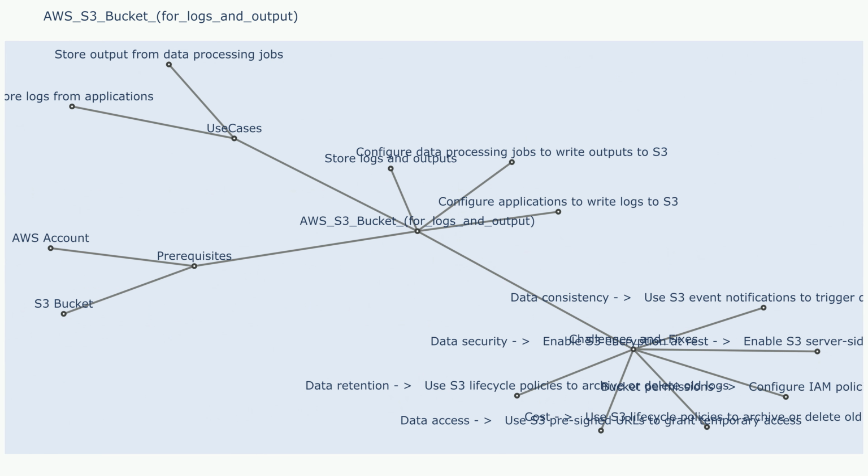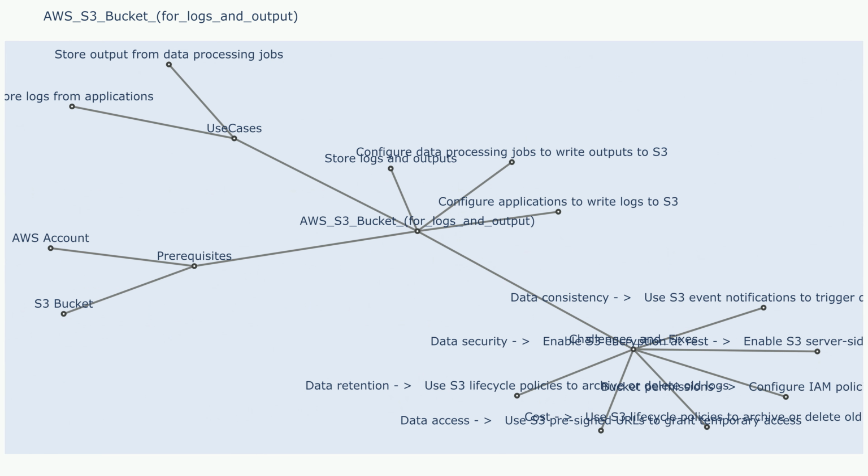Data retention: deciding how long to store logs and outputs. Fixes: use S3 lifecycle policies to archive or delete old logs automatically. This helps manage data retention by defining rules for moving data to different storage classes or deleting it after a certain period. Implement strategies for data backup and disaster recovery to ensure data availability in case of accidental deletion or corruption.